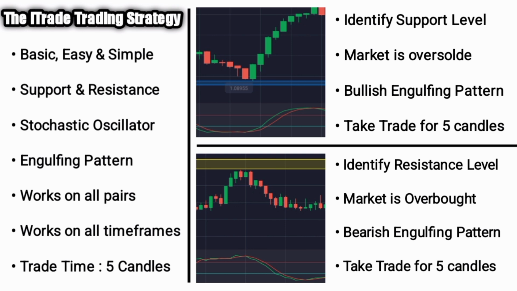For a down trade, identify a strong resistance level. Wait for the stochastic oscillator indicator to show overbought market condition. When a bearish engulfing pattern appears, take a trade for 5 candles.